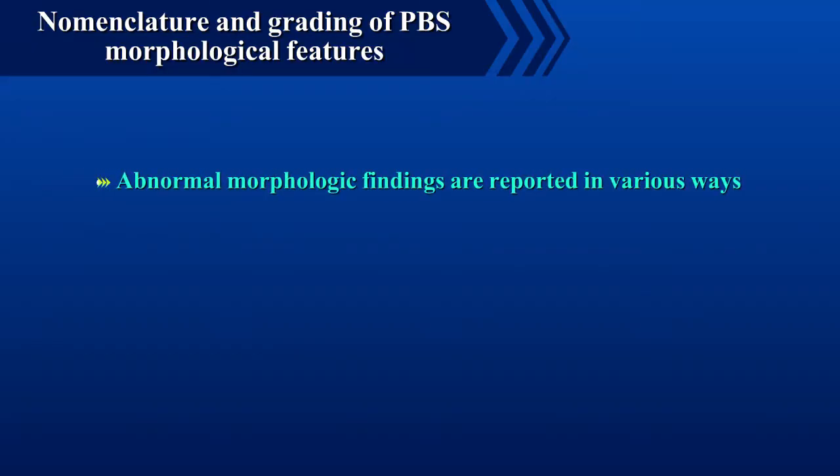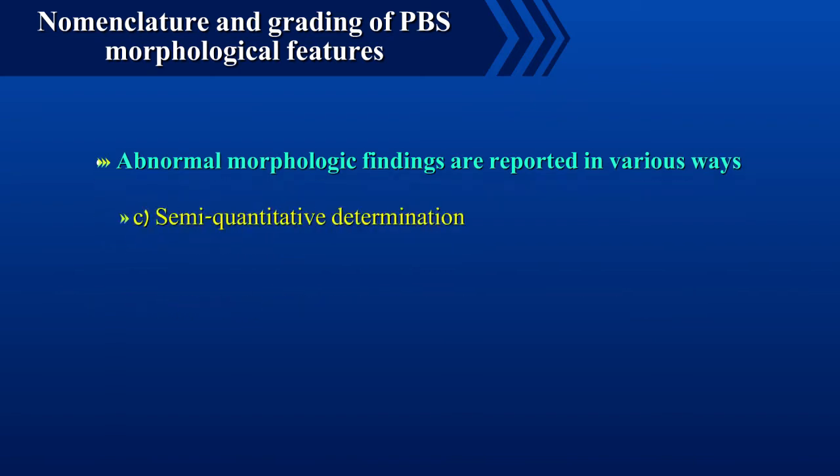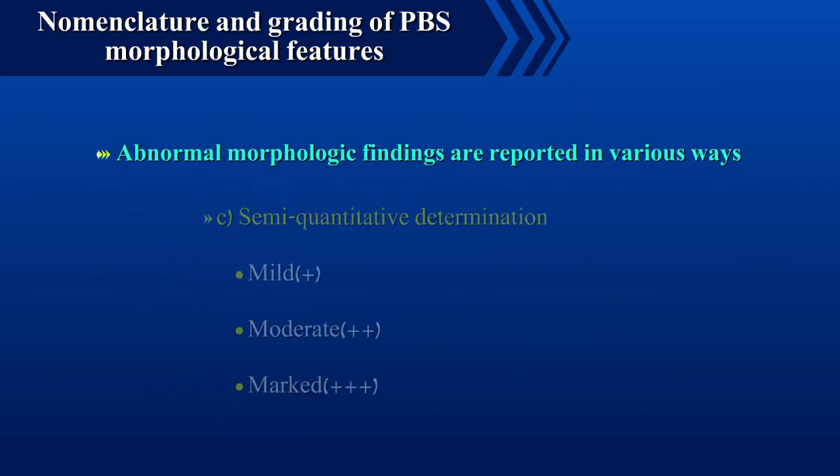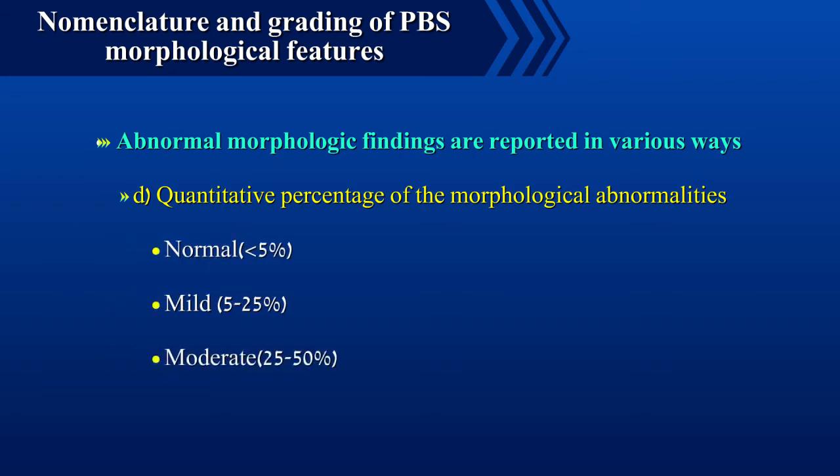This video will throw light on the nomenclature and grading of peripheral blood smear morphological features. Now, abnormal morphologic findings are reported in various ways. It can be as a simple description, by the use of terms such as present or absent, by a semi-quantitative determination like mild, moderate, or marked, or by a quantitative percentage of abnormal morphological findings like normal, mild, moderate, or marked.